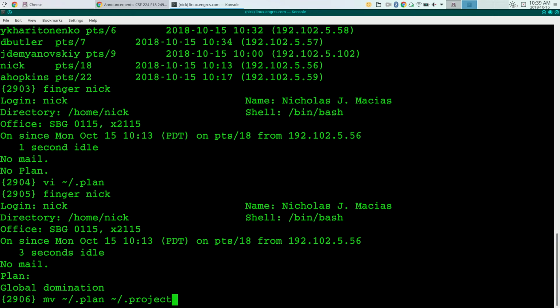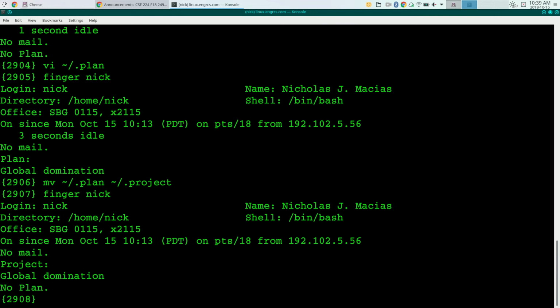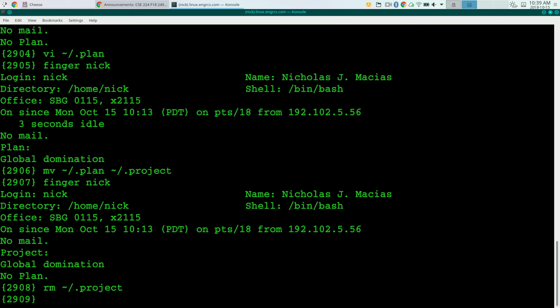So there's a .plan and a .project, and that'll tell you your project. And so again, Linux was sort of built with this idea of a cooperative environment, right, where people could work on things together and so on and so forth. So who from here is logged in? All right.